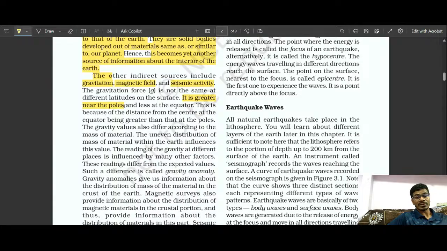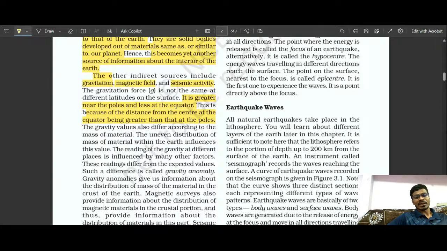Gravitational force is greater near the poles and lesser at the equator. So this is quite a factual question that you need to remember. This is because the distance from the center at the equator is greater than that at the poles. The distance to the center at the equator is greater, and that at the poles is less.